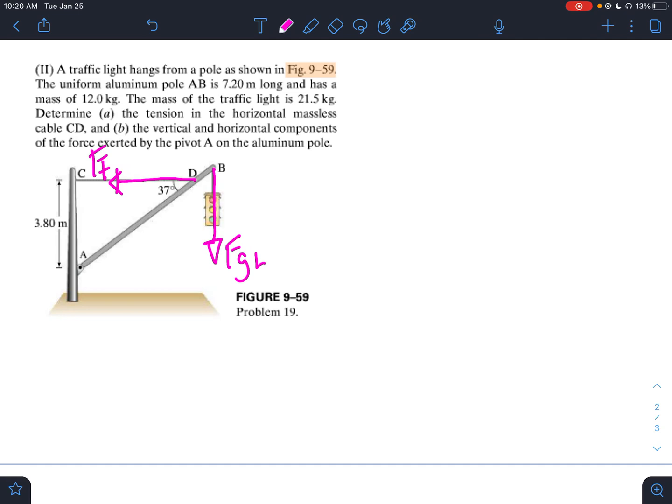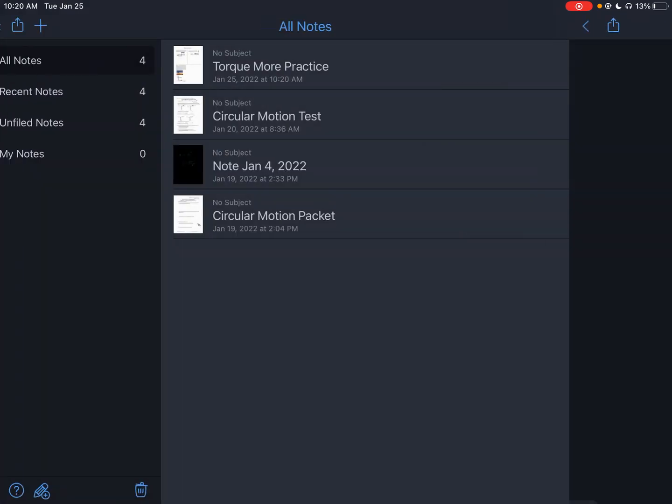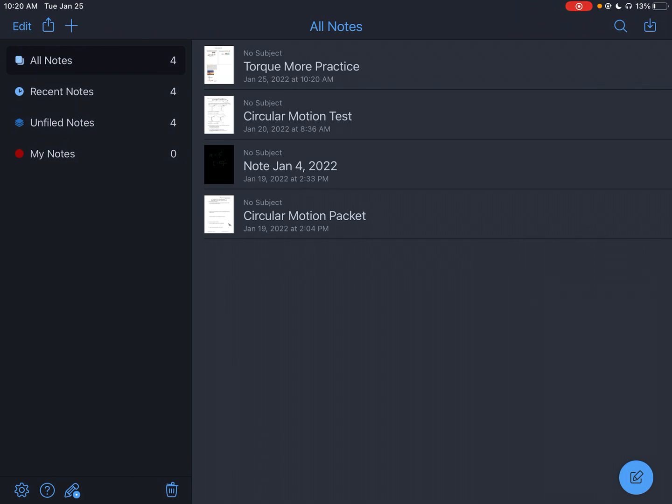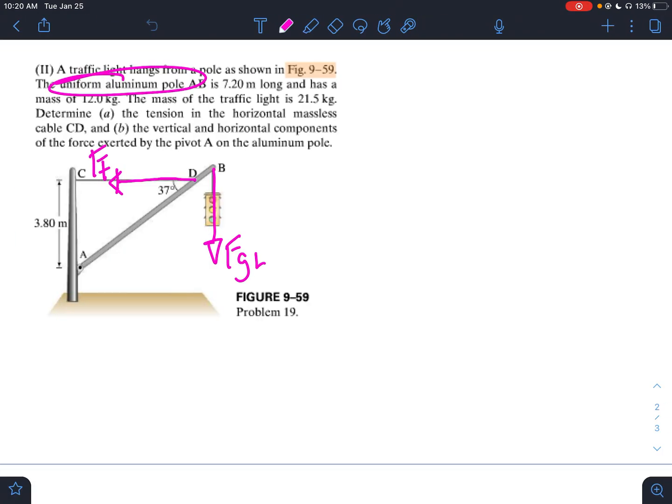And sorry for my blue class, we did unfortunately miss a force, and that is the weight of the pole. So the pole has weight. Even if the light didn't hang from there, the pole would potentially rotate. Since this is a uniform aluminum pole, the weight of that pole, or the center of gravity of that pole, is going to act right in the middle of the pole. So right here, we're going to have another force that's caused by the weight of the pole.